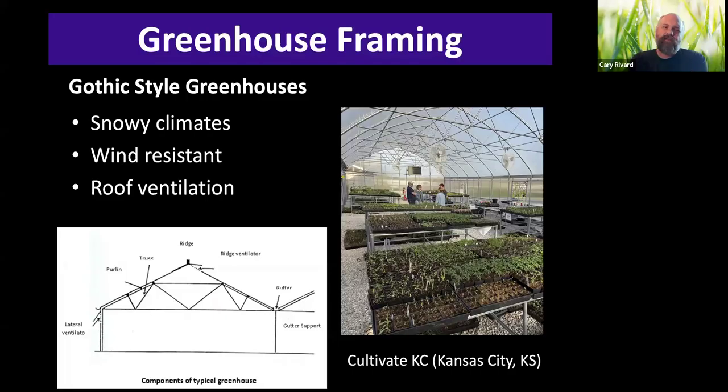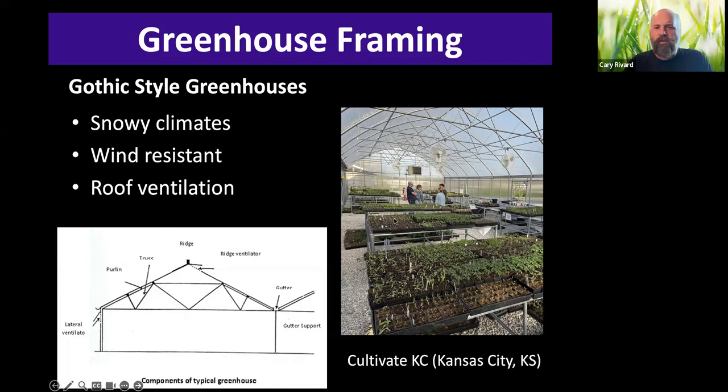So Gothic style is sort of the other major style of truss that's used for greenhouses. In a Gothic style greenhouse, it's basically going to have a pointed roof, right? And this makes it stronger and more resistant to wind. In the same way snow pushes on the greenhouse, wind does the same thing, right? And it helps distribute that pressure amongst the truss.